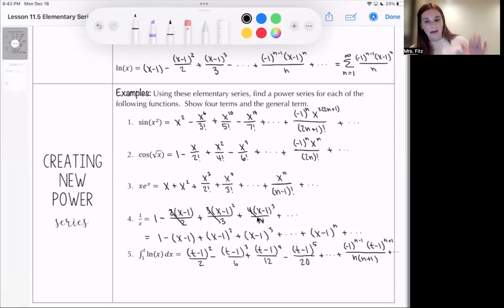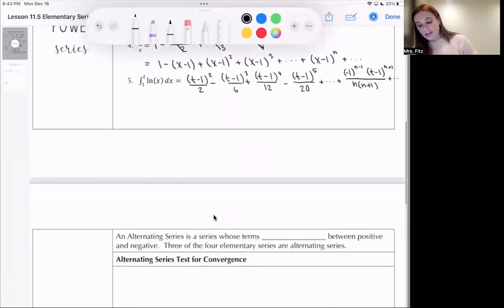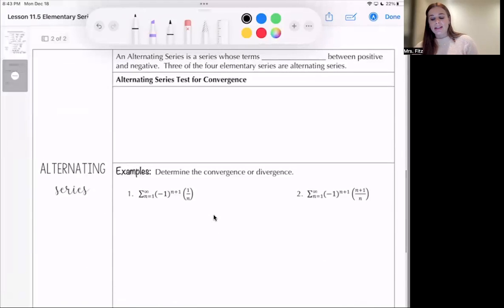Like I said, I did not give you guys nearly enough room to actually do all of this on this page, but you could really just integrate each of those terms, right? First 4 terms, actually really 5, evaluate it from 1 to t, clean it up, and you end up with this. Okay, so let's move on to the alternating series test for convergence.